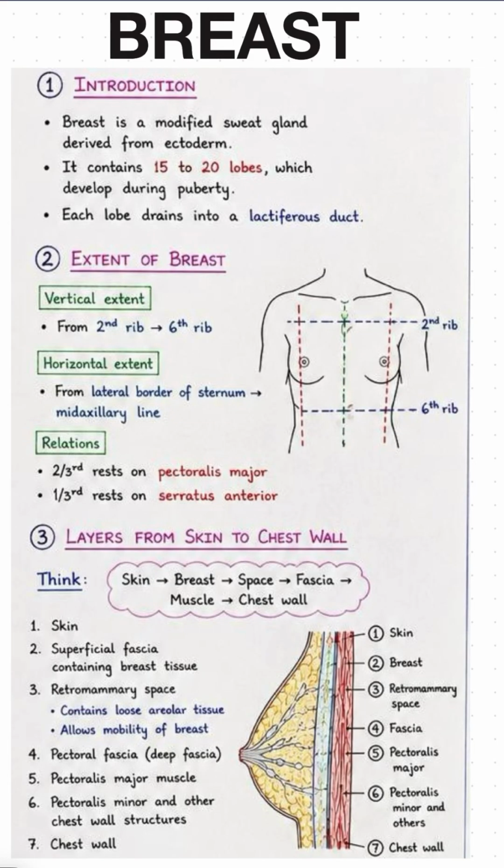Breast is a modified sweat gland which is derived from the ectoderm. It contains 15 to 20 lobes. We'll see what the lobes are in further slides. So we'll see about the extent of the breast.